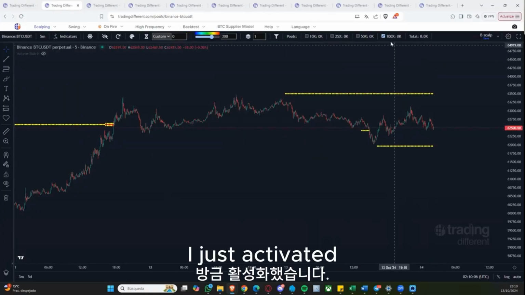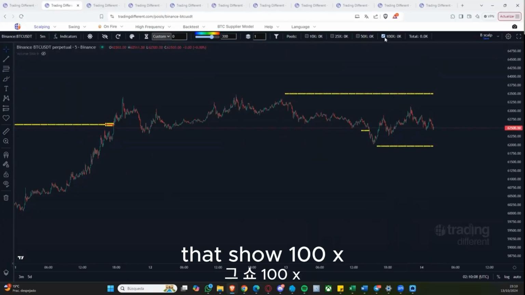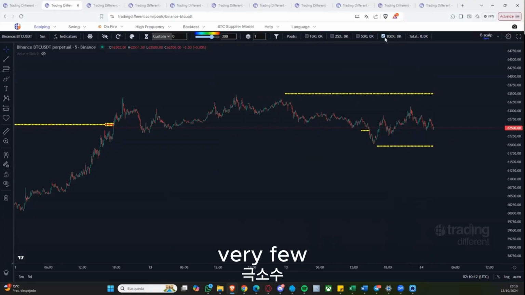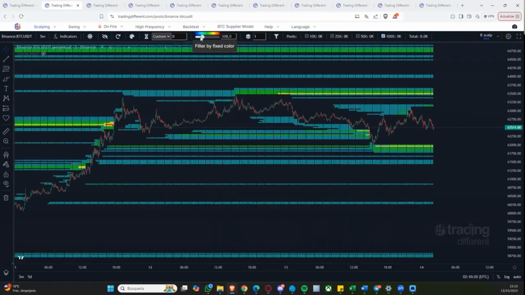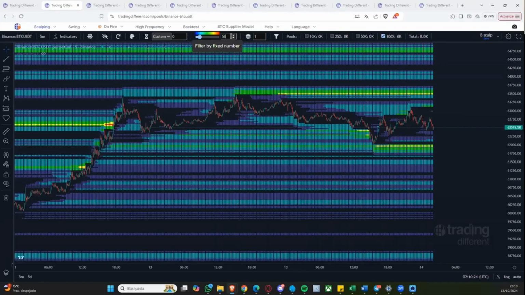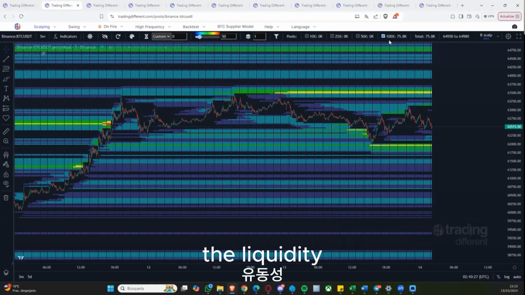I just activated only the pools that show 100x leverage liquidation lines. As you can see, very few settlement lines appear at this leverage level. Then I can reduce the volume or adjust it manually to see more details. I can show only the liquidity of the 100x leveraged ones.